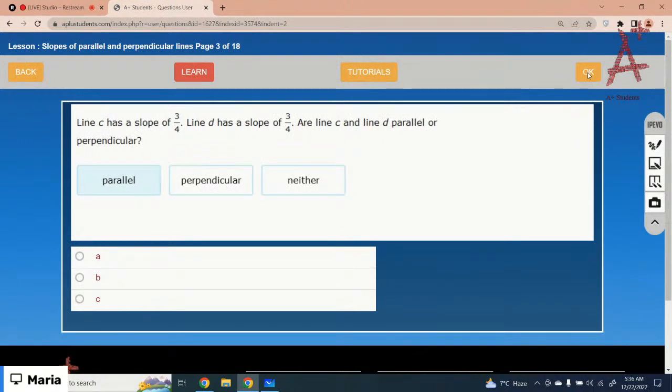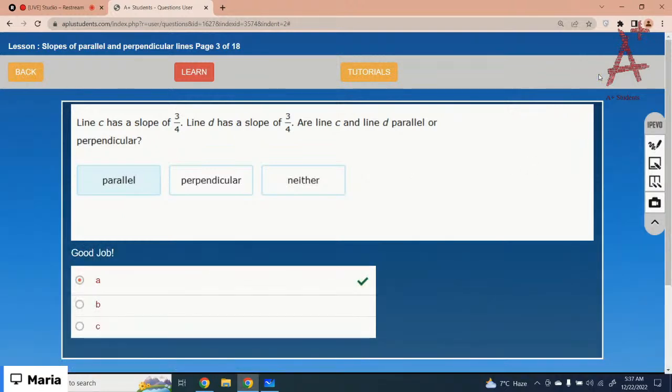Okay, line C has a slope of 3 by 4 and line D has a slope of 3 by 4. Are lines C and D parallel or perpendicular? They are parallel. Because in the case of parallel lines, both lines have the same slopes. That means option A is the correct one. The lines are parallel. Just select the correct option, then click on the OK button.